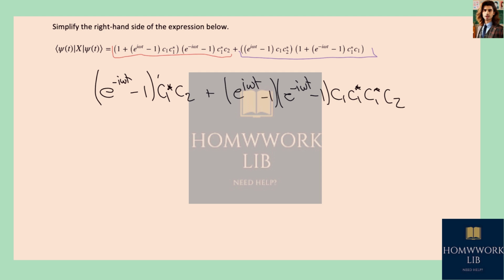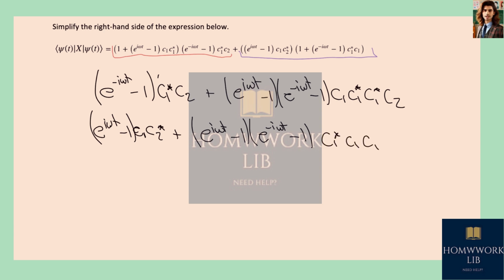Now from the purple part, what we're going to get is e to the i omega t minus 1 times c1 c2 conjugated, plus e to the i omega t minus 1 multiplied by e to the minus i omega t minus 1 and the product of c1 conjugated, c1, c2 conjugated.